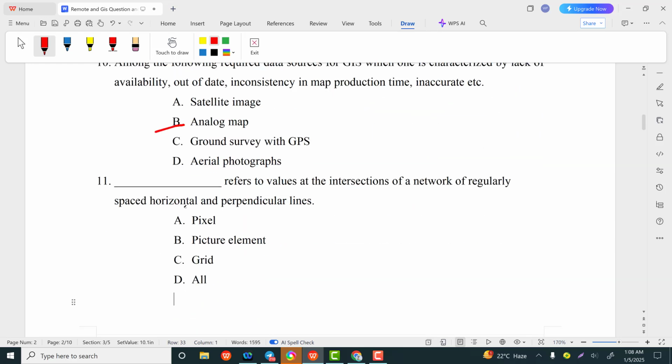Question number 11. Blank refers to value at the intersection of a network of regularly spaced horizontal and perpendicular lines. If you have horizontal and perpendicular lines, we make it a pixel or we make it a grid. Pixel, picture element, is the other name of pixel. We call it grid because it consists of vertical and horizontal lines. So the answer is E, all.